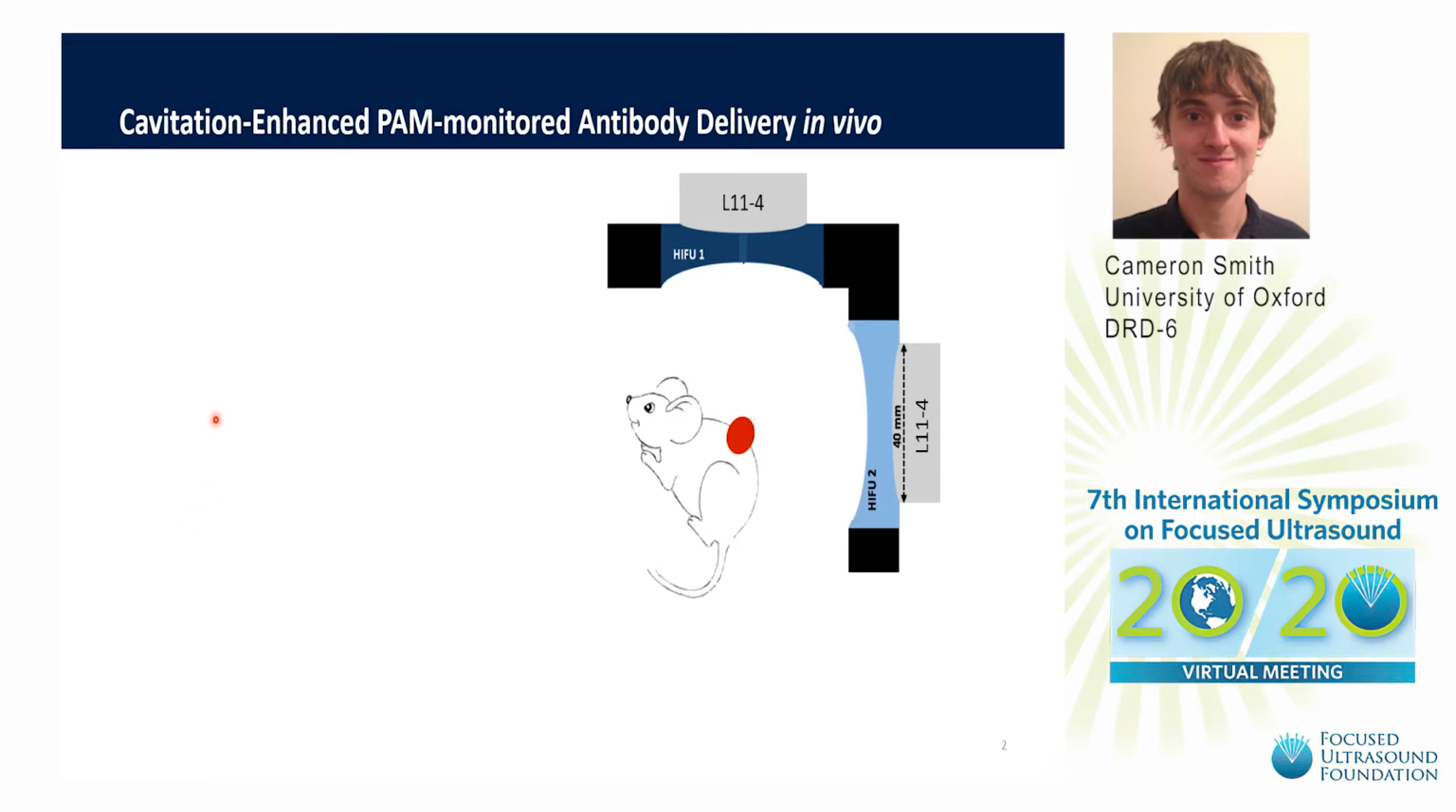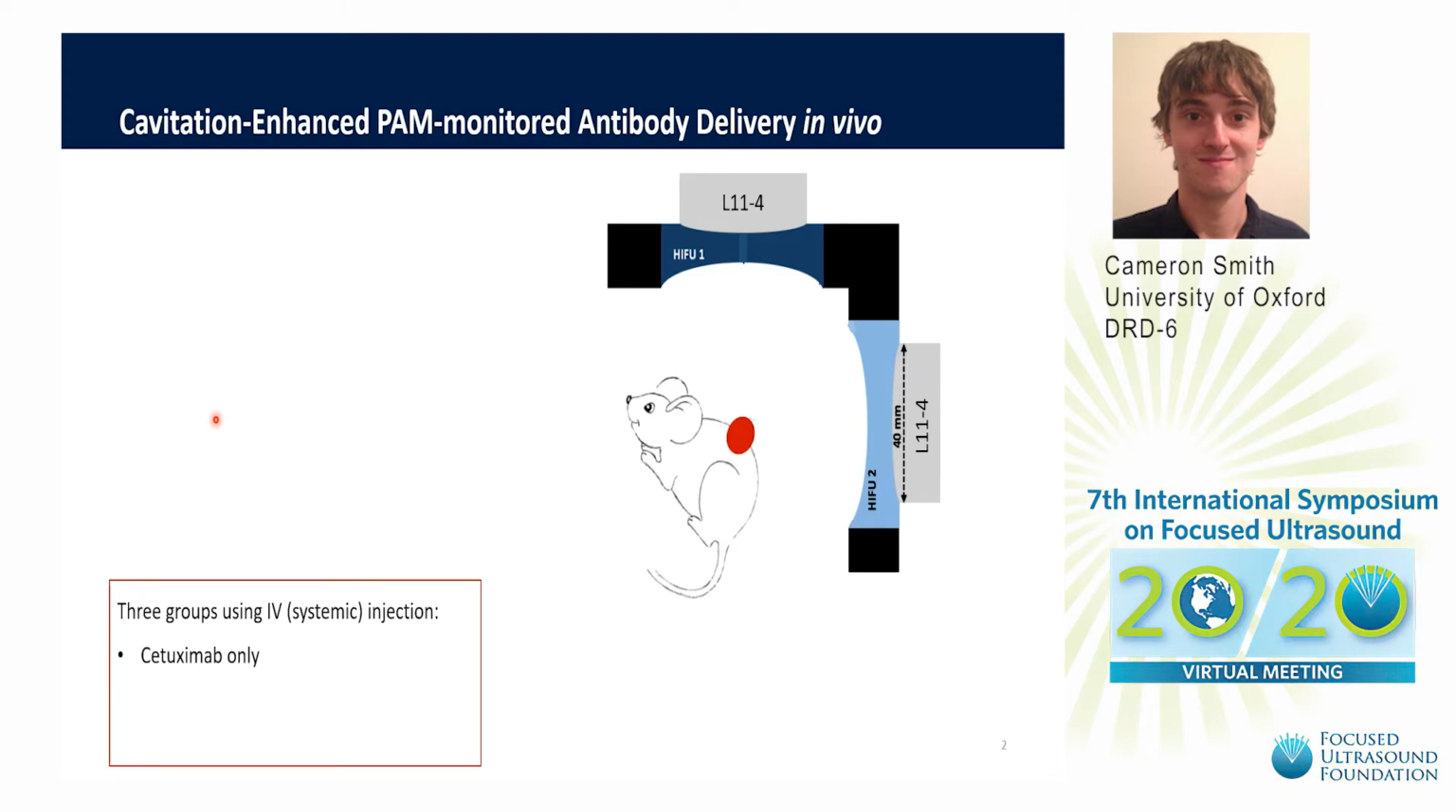To find this out, we took CD1 nude mice, gave them HT29 tumors, and split them into 3 groups, each receiving an IV injection. The first received cetuximab, a therapeutic antibody. The second received this plus ultrasound and a low concentration of a cavitation nucleation agent known as sonotram particles, also known as nanocups. And the third group received the same but with a higher concentration of this cavitation nucleation agent.